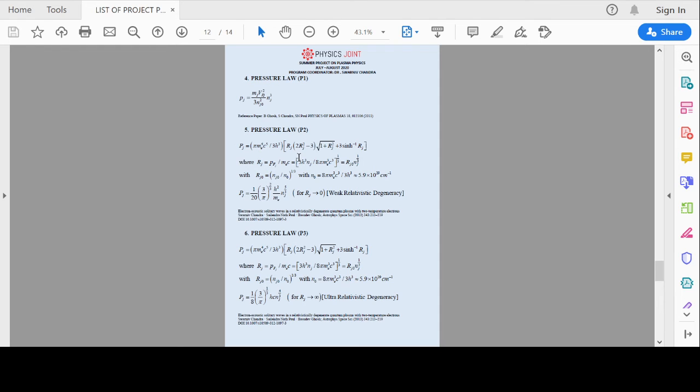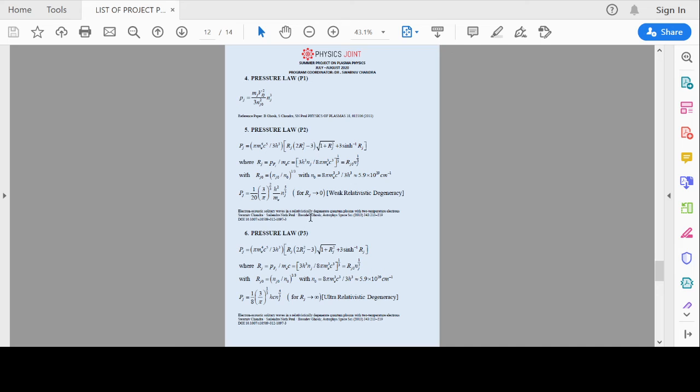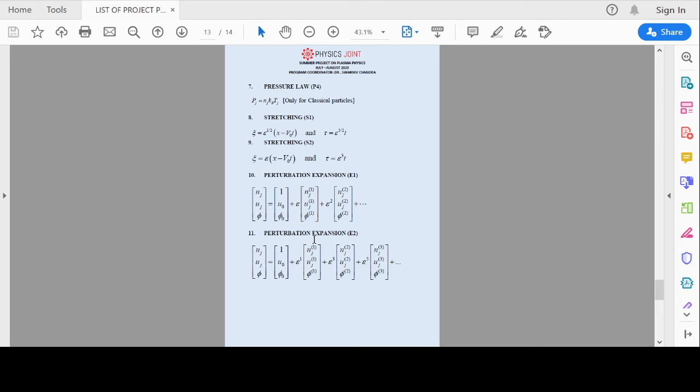Now I have given the papers for reference, and here are the pressure laws. You see, pressure laws that you can use, and you can also find all these papers in the papers for reference folder in the classroom. Okay, so these are the different kinds of stretchings you may use as per your S1, S2, and these are the perturbation expansions. Now some of you have asked, sir, we want to do astrophysical plasma.